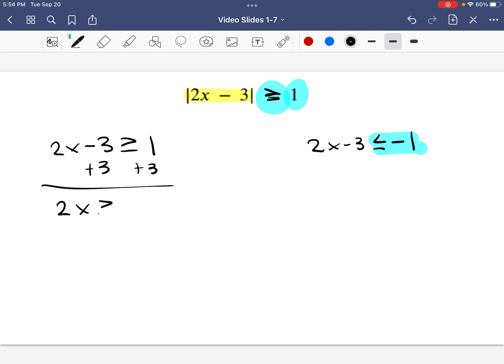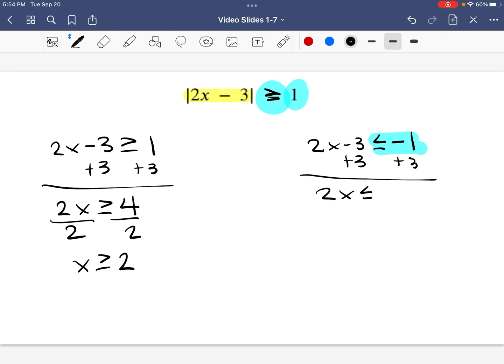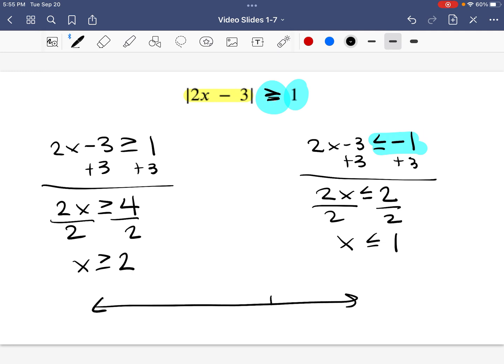2x greater than or equal to 4 divided by 2, and I get x greater than or equal to 2. Over here, add 3. 2x less than or equal to 2, divided by 2, x less than or equal to 1. So my range of solutions is that x has to either be bigger than 2, or it has to be less than 1.